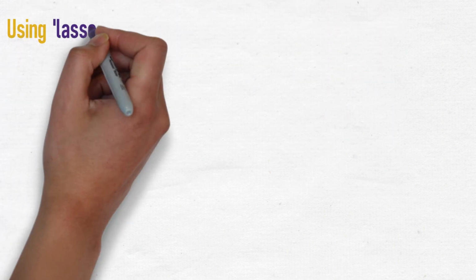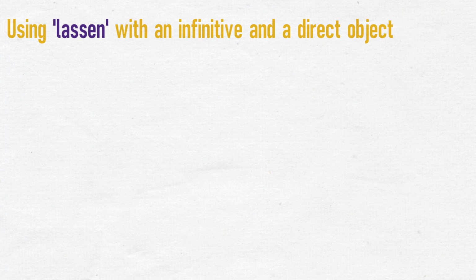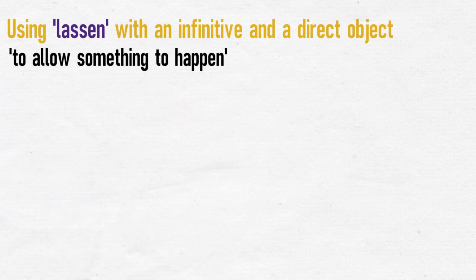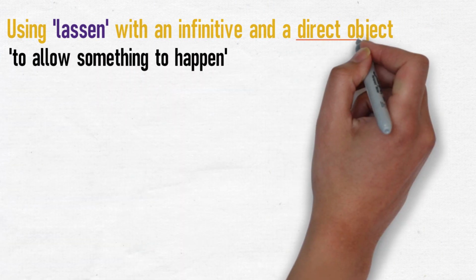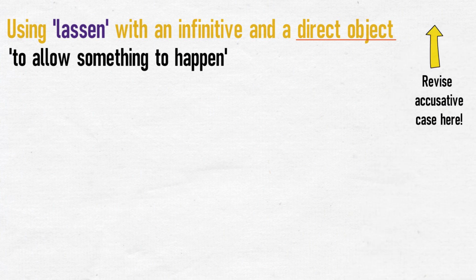If you use lassen with an infinitive and a direct object, the meaning becomes to allow something to happen. If you aren't sure what I mean by the direct object, you should go back and watch my accusative case explanation video by clicking the banner now.